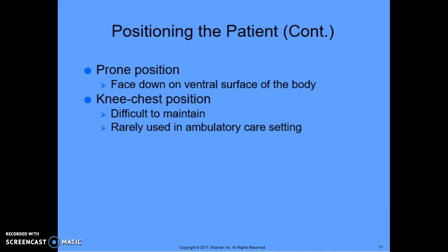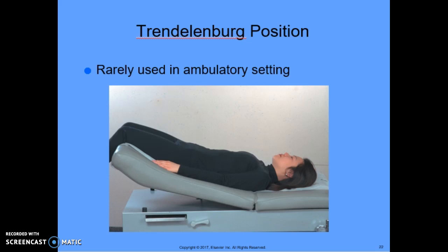So there are also the prone position and the knee chest position. The knee chest, it's important to know, is difficult to maintain, so it's rarely used in the ambulatory care setting. Another that's rarely used in the ambulatory care setting is the Trendelenburg position. It's mostly used in the acute care setting, but at times of severe hypotension, or if the patient is going into shock, we want to get those legs lifted up, and then that blood can flow towards the head, and you can see that very well in this image.